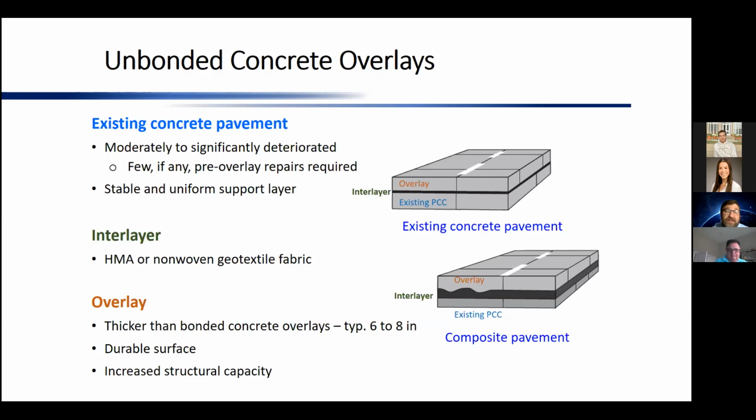It's a very attractive type of rehabilitation. First of all, you completely utilize the structural capacity of the existing pavement, and that existing pavement provides you a smooth and stable construction platform. Of course, there is a problem in raising grade, but if the grade is not a problem, usually unbonded overlays perform exceptionally well.